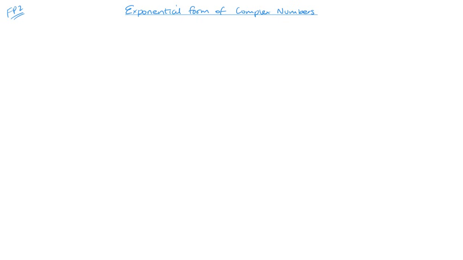Welcome to this FP2 video on the exponential form of a complex number. Now, in FP1, we looked at using the modulus argument form of a complex number, and that was when z is r brackets cos theta plus i sine theta, where r was mod z and theta was the argument of z.